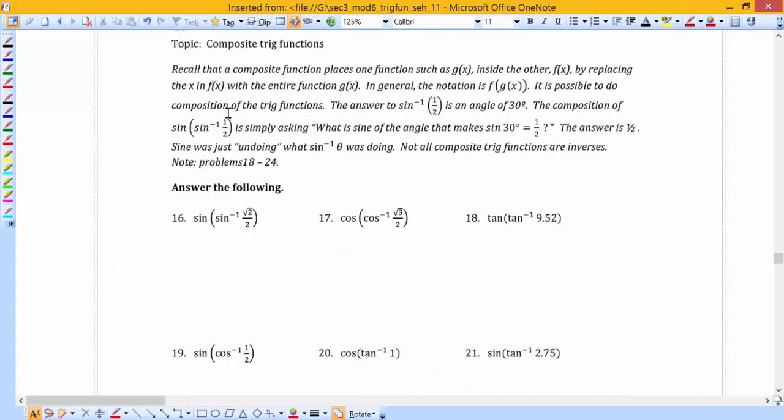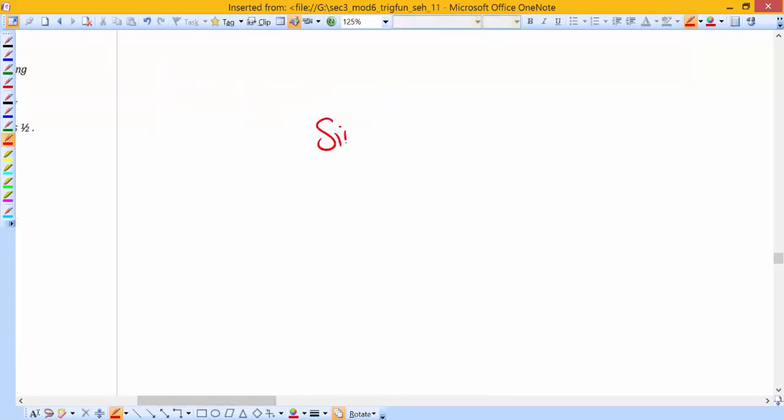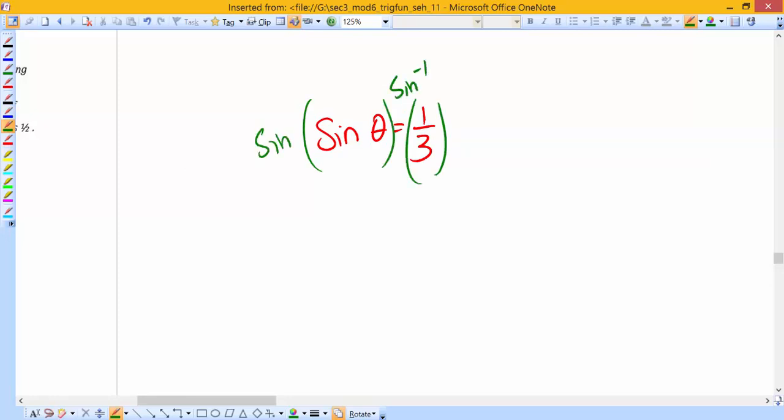Now, the go. Some of these are easy, some of these are not so easy. We have composite trig functions. So it's a function within a function. Now we need to remember, inverses undo each other. If I have the sine of theta equals 1/3, I can get theta by itself because I am taking the inverse of both sides. So that cancels, and I have sine inverse of 1/3.